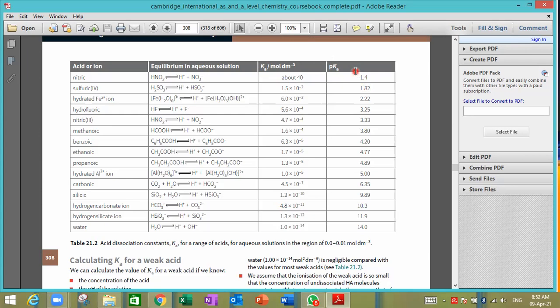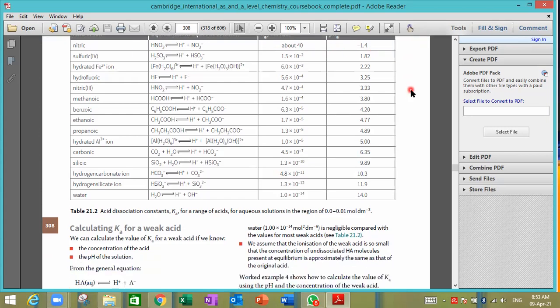Okay, so Ka is opposite to pKa. The higher the value of Ka, the stronger the acid. The smaller the value of pKa, the stronger the acid. Okay, they are opposite to each other. Understand, Maya? Yeah, okay.